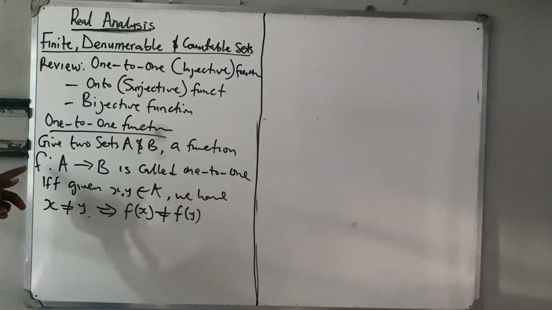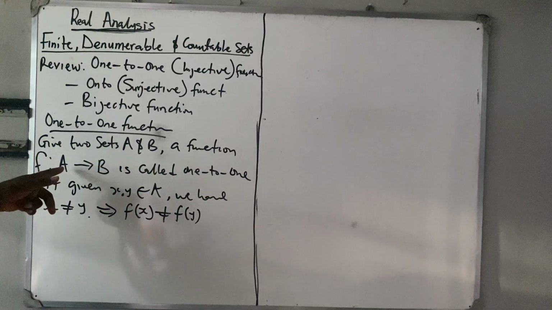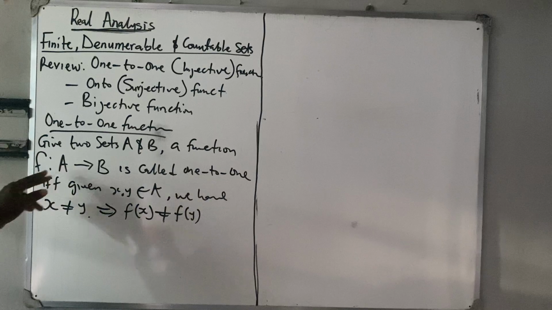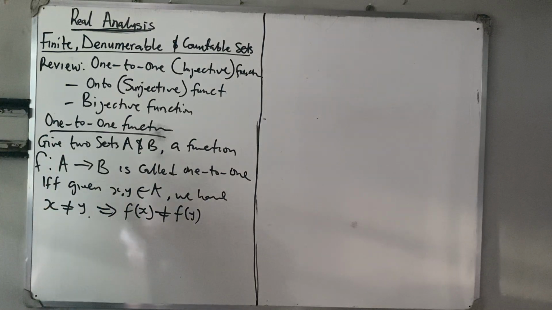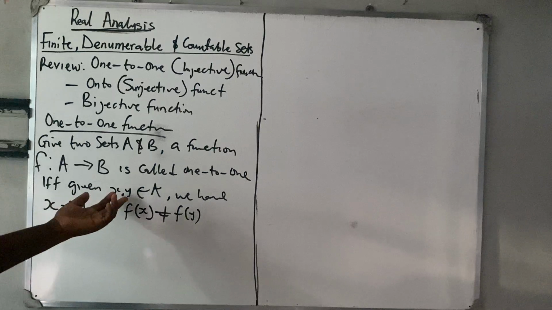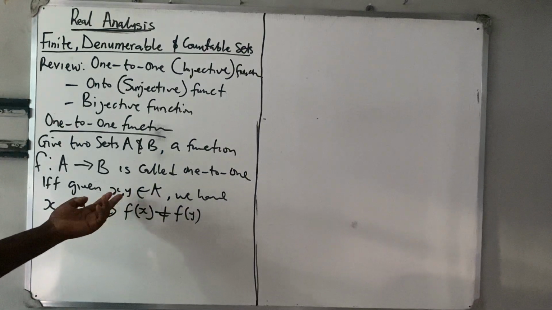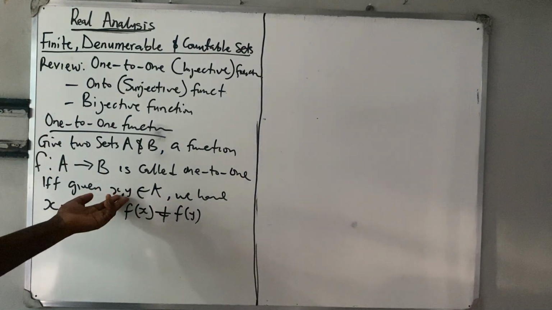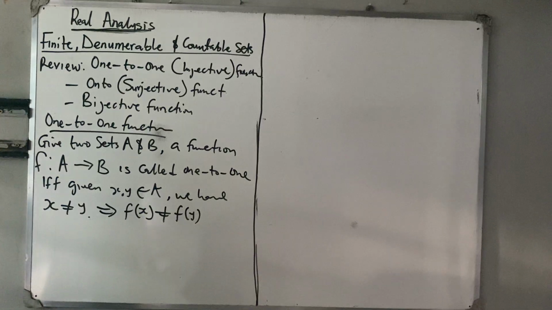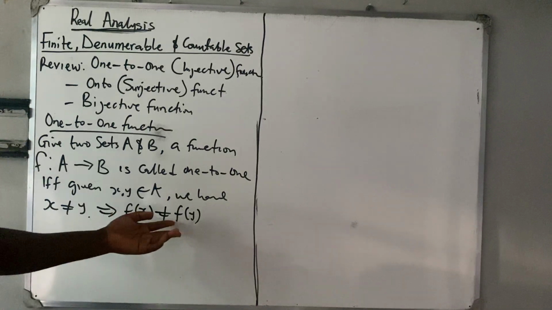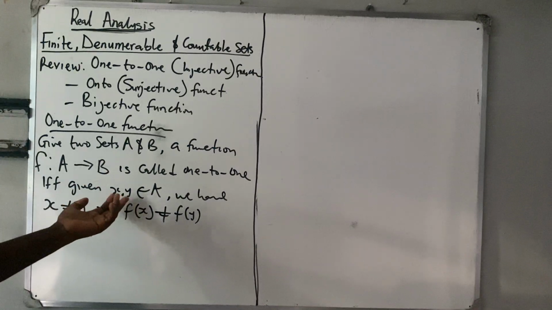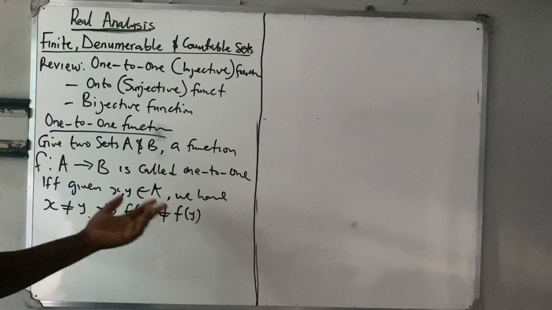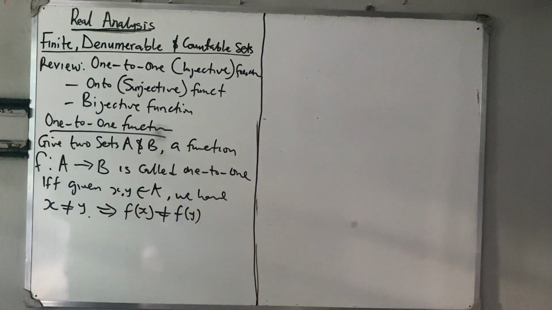Okay, so this simply means that given two sets A and B, and we have a function f that maps A to B, we say that this function f is one-to-one if and only if we can pick two elements in A. If we pick two distinct elements in A, their images have to be distinct. Two distinct elements must have two distinct images. What do I mean by that?